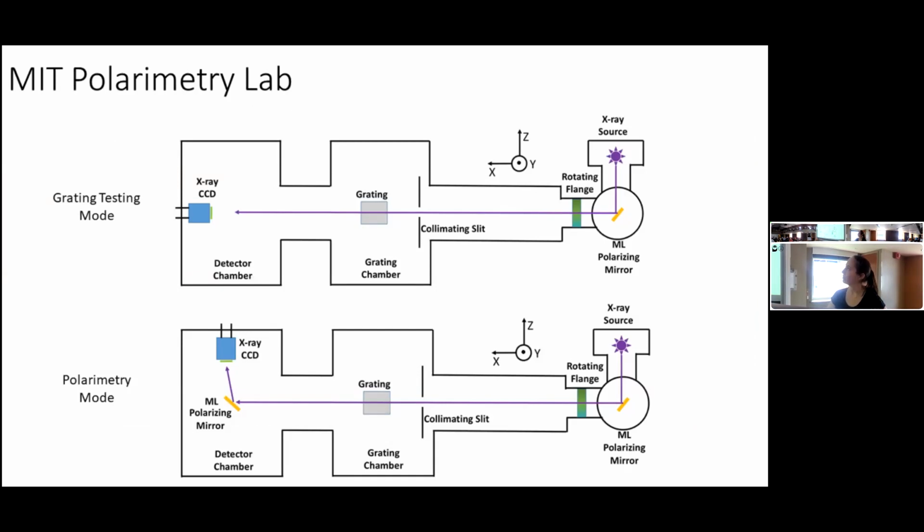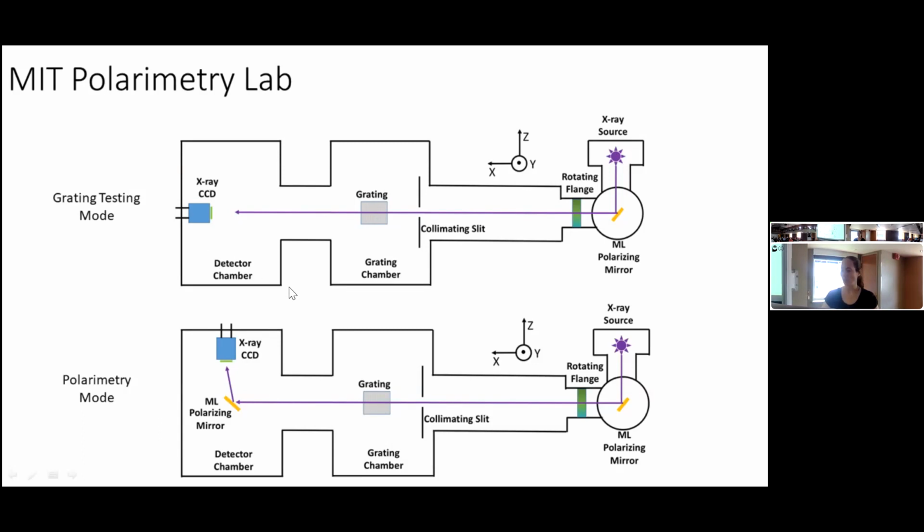These are our 2 main setups that we use in the lab. One is for grating testing. So we have our X-ray source bouncing off one of these polarizing mirrors. And what that allows us to do is not only send a polarized beam down the system, but also send a monochromatic beam, so that you put your spot on one spot on that polarizing mirror, which selects out whatever the Bragg peak energy is at that location, and gives you basically a monochromator that you can send down.